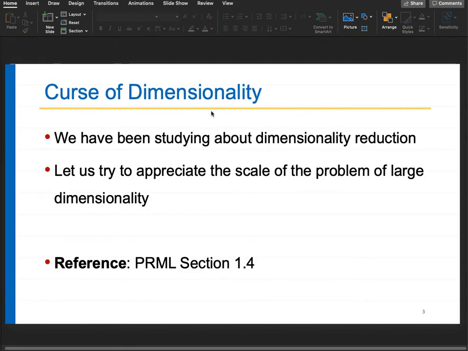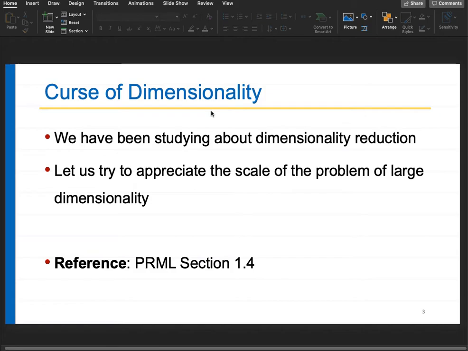Let us move on to the next topic. We have been discussing dimensionality reduction in our past so many lectures. Let us dive a bit deeper into it. Why are we so much concerned about dimensionality reduction? Let us try to appreciate the scale of this problem of large dimensionality.